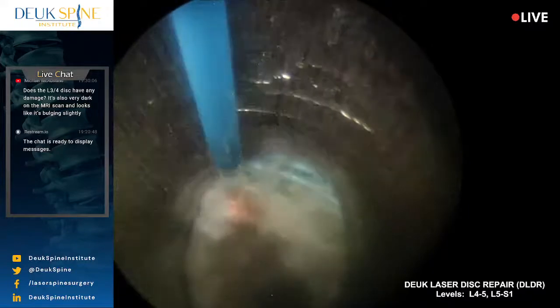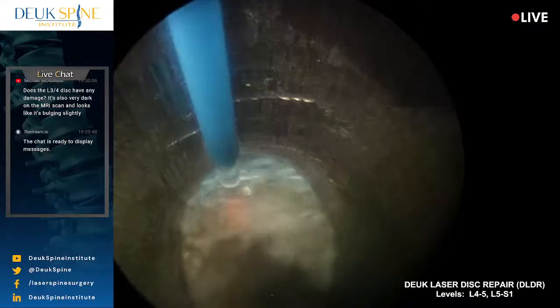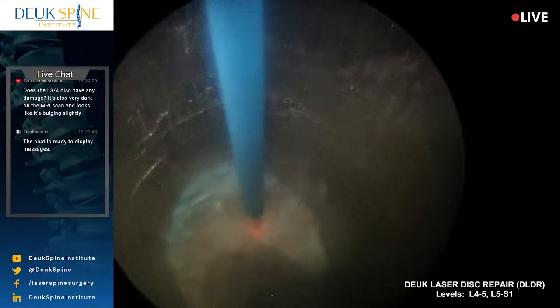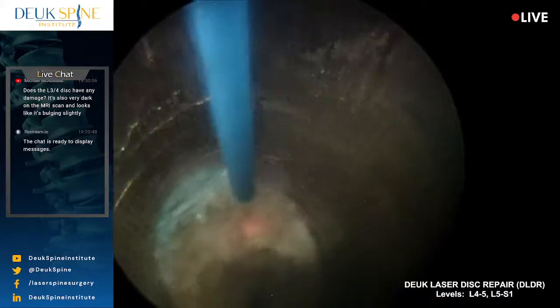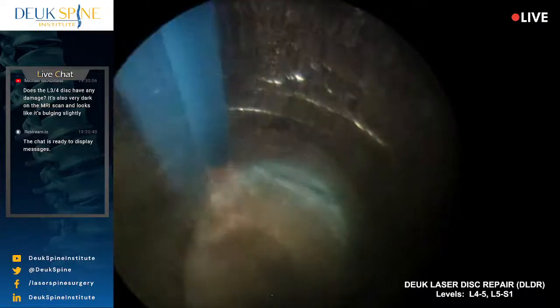As I get more medial on this disc, I can actually find this herniation and remove more and more fragments of it. See how nice the laser is? It really is quite helpful as a tool.